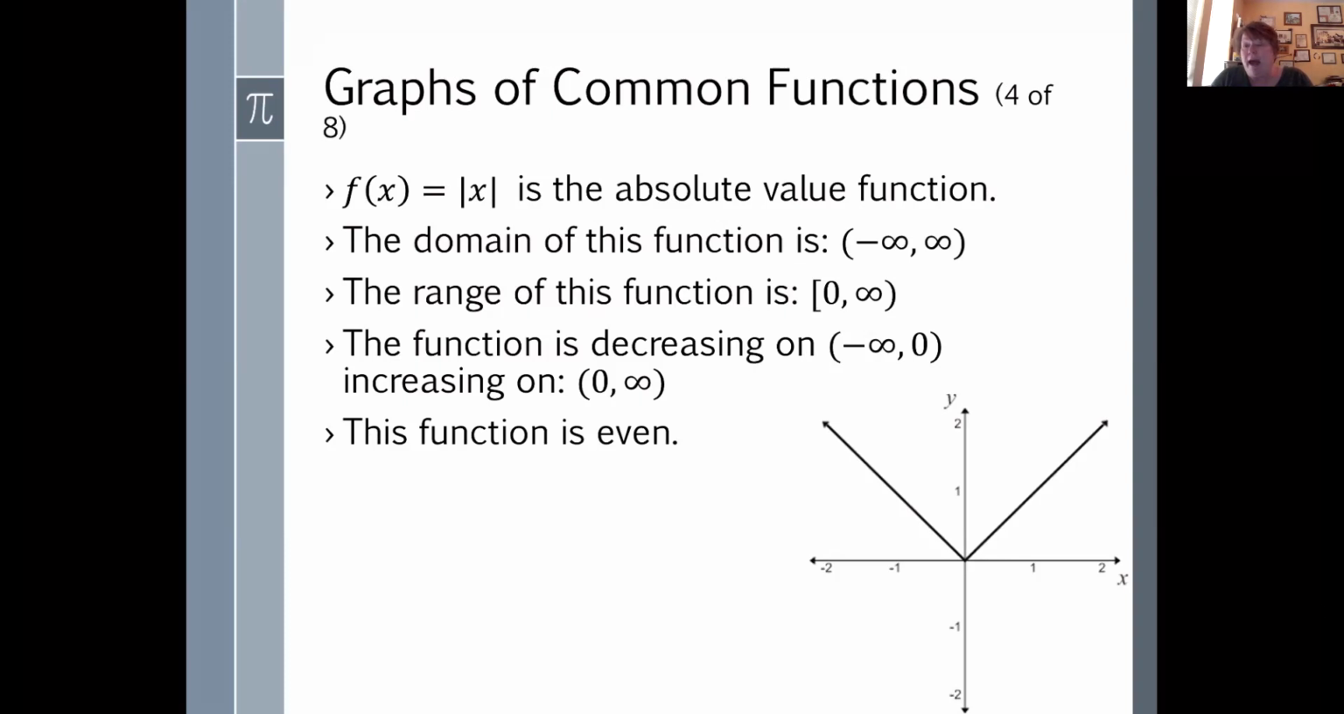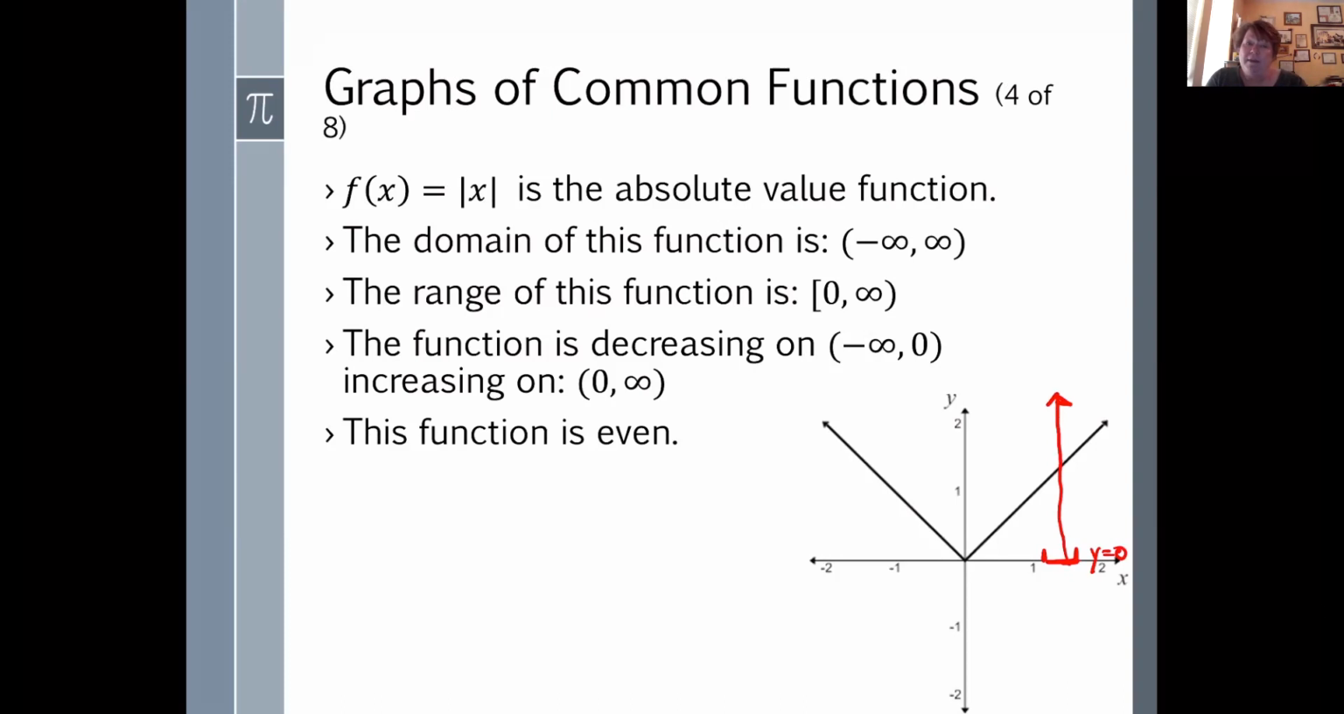And you can look at the graph and you can see that the range, the minimum value for y would be right here. And that's going to be y is equal to 0. And what's the maximum value for y? Well, the graph continues indefinitely in the positive direction.